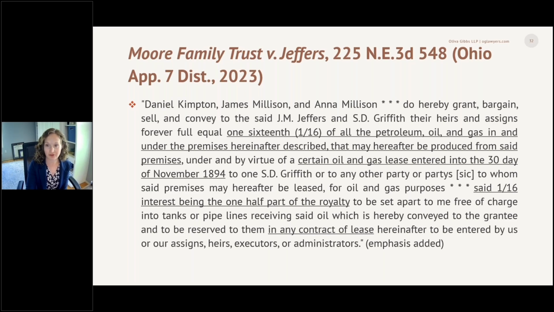The trial court granted appellee's motion for judgment on the pleading, dismissing the complaint for failure to state a claim, and the court held that the interest was perpetual and not limited to an 1894 lease, and therefore it was a floating 1/2 royalty interest. The language at issue in this case is here for you to read, and as you can see, it has 2 parts. The first being the full equal 1/16 of all of the petroleum, oil, and gas in and under the premises hereafter described that may be produced by virtue of that certain oil and gas lease entered into November 30th, 1894. And then the second part said 1/16 interest being the 1/2 part of the royalty to be set apart to made free of charge into tanks and pipelines receiving said oil, which is hereby conveyed to the grantee and to be reserved to them in any contract of lease hereafter to be entered by us or our assigns.